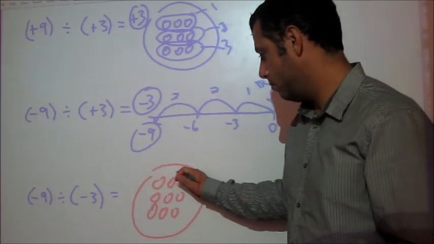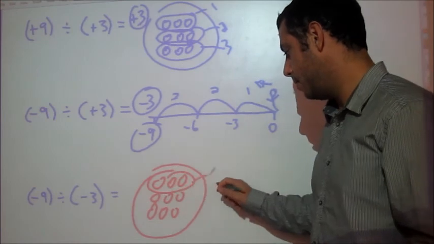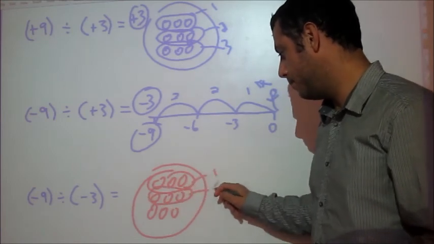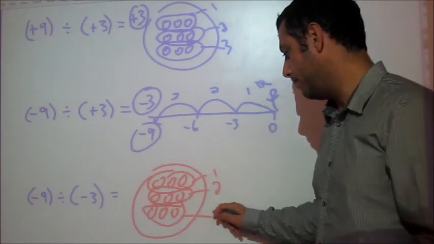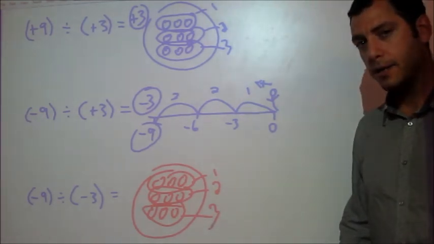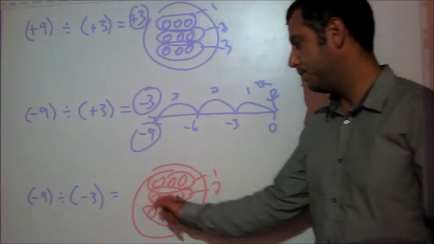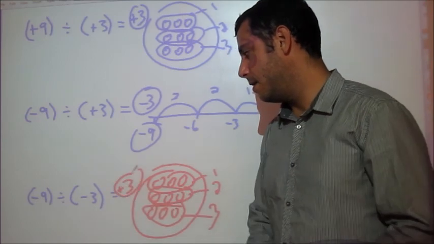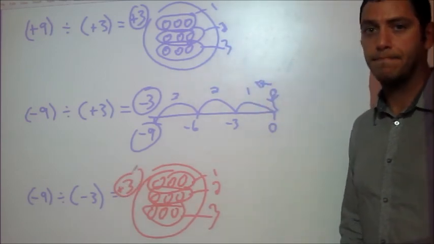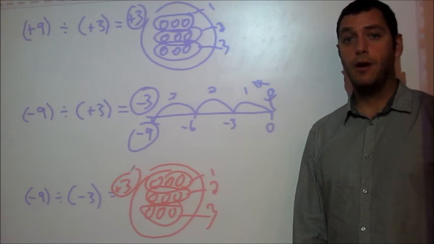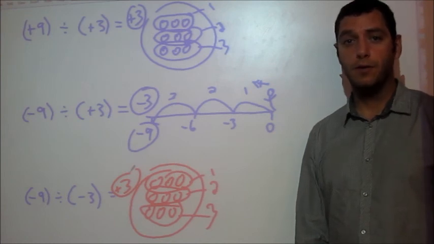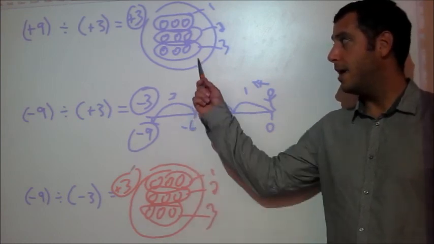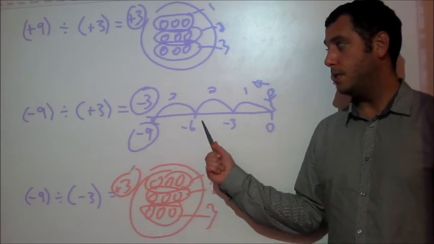Well, there's 1, 2, and 3. So there are 3 groups. Our answer is going to be positive 3. So there are 2 models that can help us solve division problems with integers: the bank model and the number line.